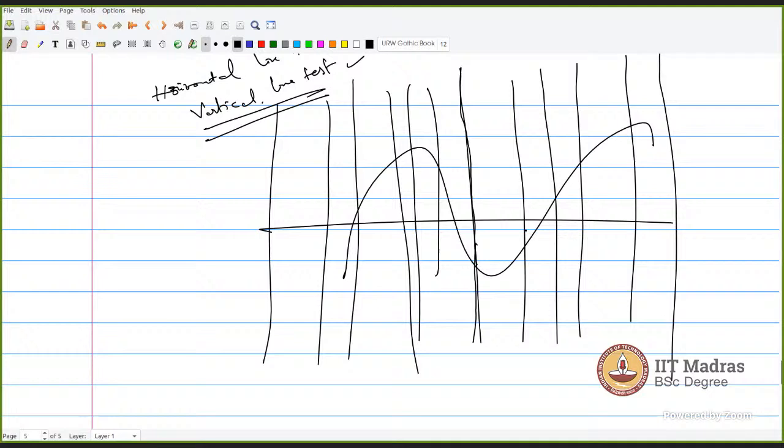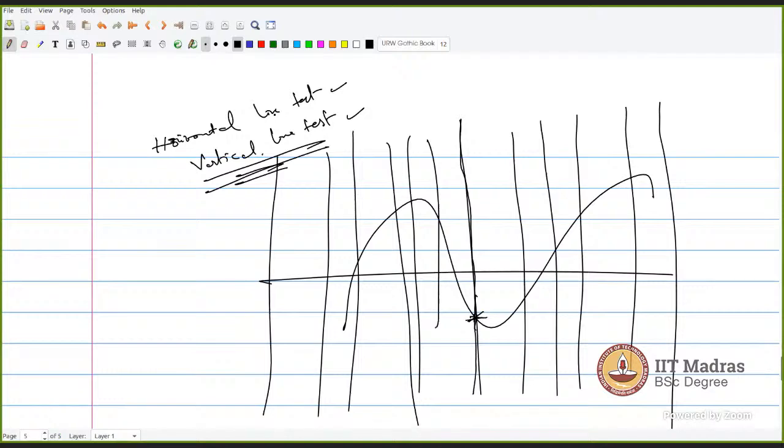If you cannot come up with one particular vertical line, then you say that the vertical line test is passed. So whatever line I draw, it intersects only once on the curve. Then I say the vertical line test is passed on that curve, and that particular curve can represent a function. So if the vertical line test is passed, it is a function.